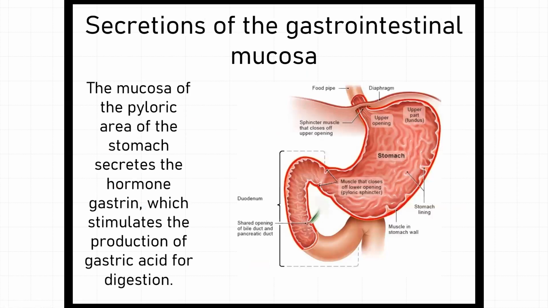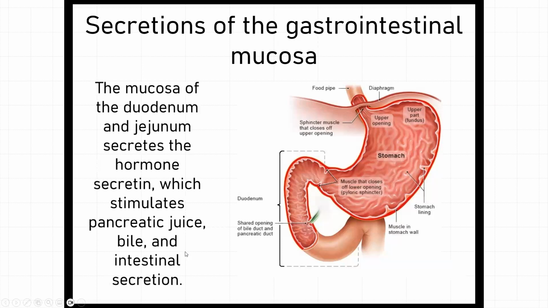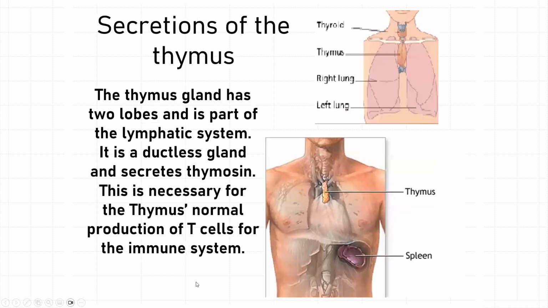Secretions of the GIT. The mucosa of the pyloric area of the stomach secretes the hormone gastrin, which stimulates the production of gastric acid, and that is required for our digestion. The mucosa of the duodenum and jejunum secretes the hormone secretin, which stimulates pancreatic juice, bile, and intestinal secretions.